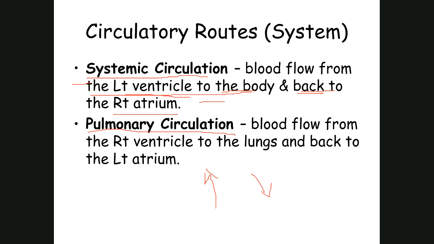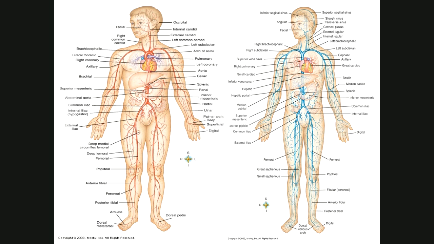The pulmonary circulation is blood flow from the right ventricle to the left atrium. It is from right side to left side. So this is clear here about the pulmonary circulation. See here, this is what I'm showing you in this picture.